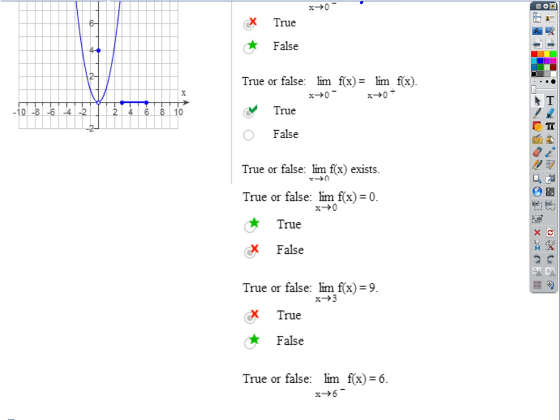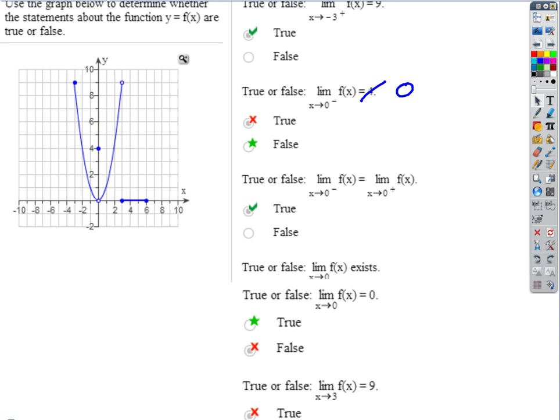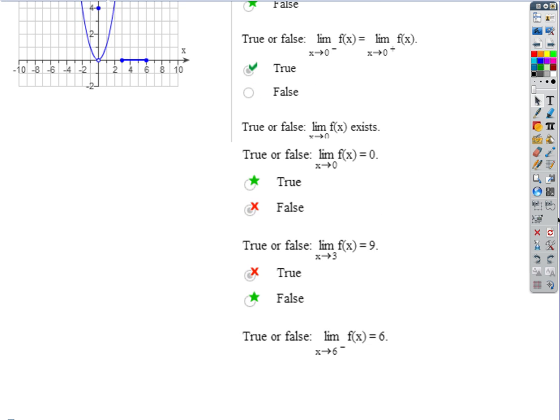True or false, the limit of f of x as x approaches 0 is 0? Well, it's true, isn't it? That's what we just said. Those all essentially are answering the same question. Yeah, that's where the ant thinks he's going from both sides, so yeah, that's it.